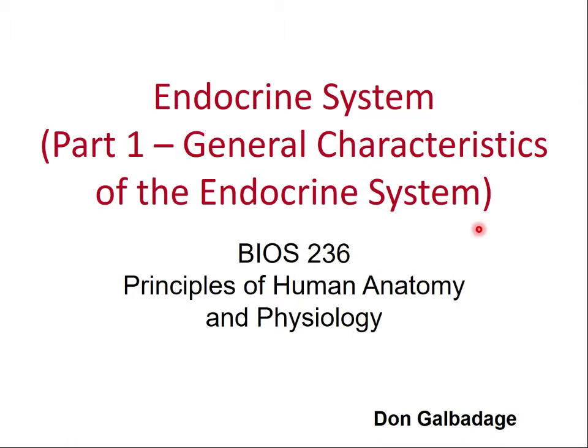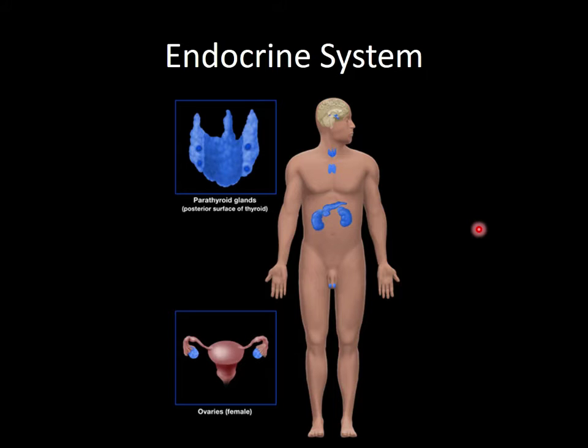In this lecture, we will discuss the endocrine system. Part 1, we'll look at the general characteristics. The endocrine system consists of several gland-like organs that produce hormones, and these hormones will have a global function in the body.